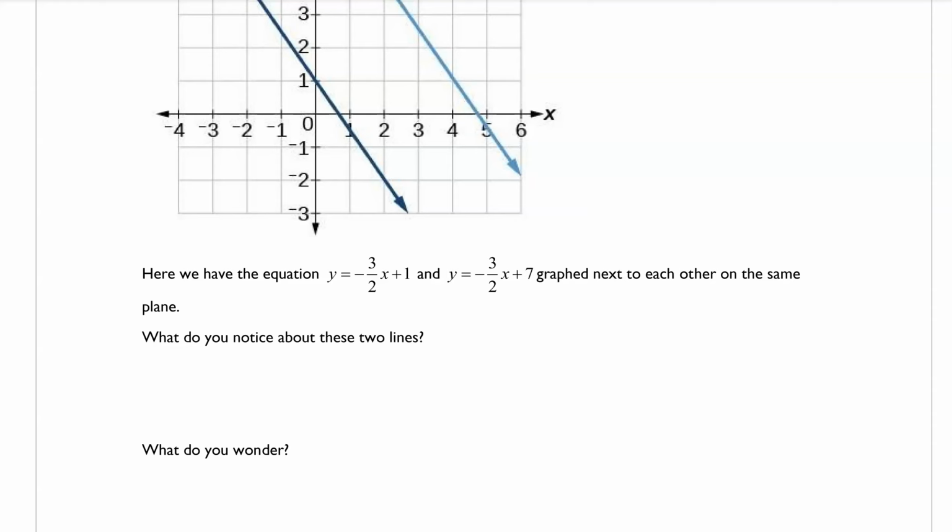If you said that they have the same slope, you would be correct. So here, this line has a slope of negative 3/2, and this line also has a slope of negative 3/2. So they have the same slope.